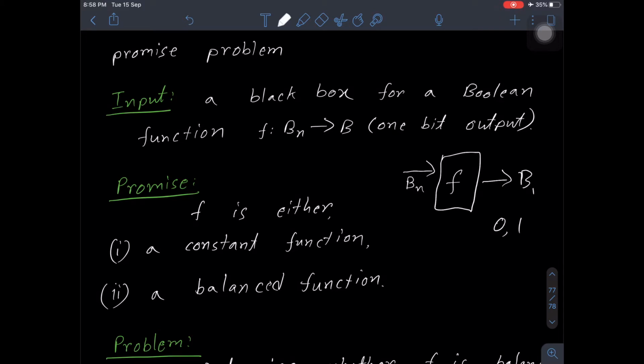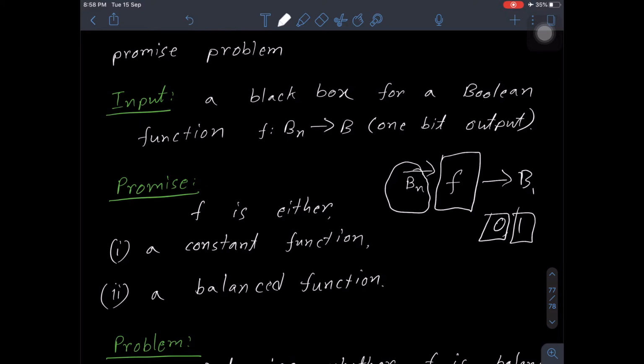All right, so now there's a promise. The promise is that f is either a constant function, which means that no matter what you give in Bn, it will always give you 0, or it will always give you 1. You're not sure which. It can be always mapped to 0 or always mapped to 1, but only one of them when it's a constant function. Or it can be a balanced function.